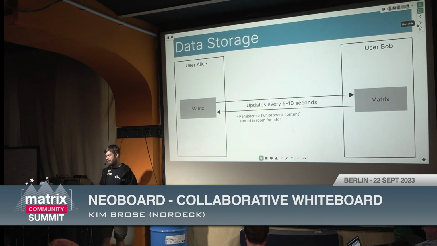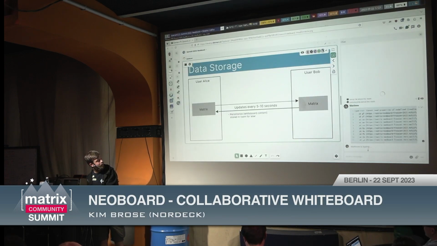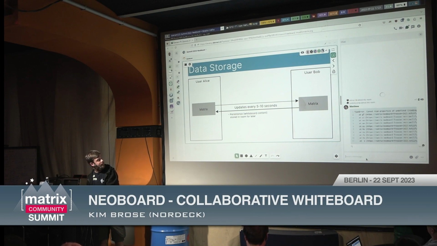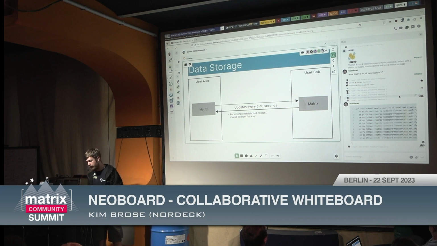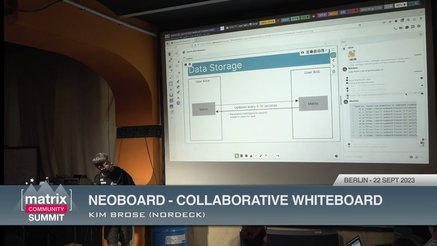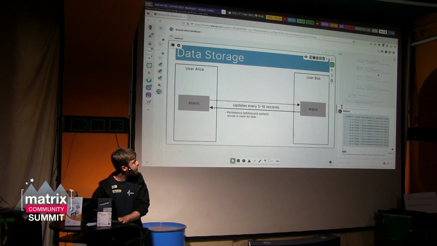How do we make it work? Like I said, this is all based on Matrix. And if I go back to the timeline and enable viewing hidden events, then we can see there are lots of hidden events in here, and I can't read them right now. I'm trying to grab a NeoBoard event. Perhaps it's this one. Yes, you can see these are all hidden events.